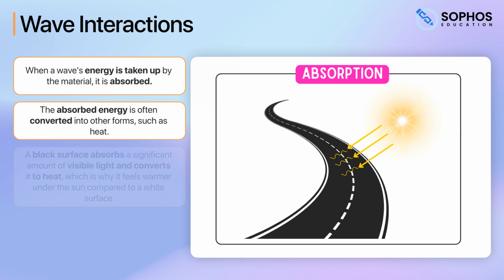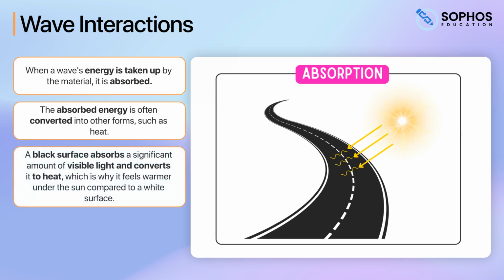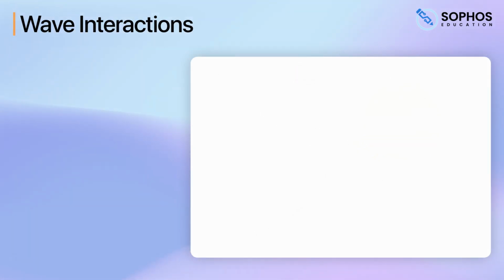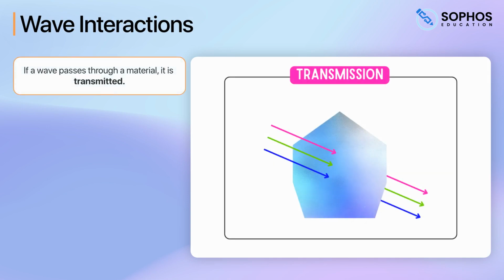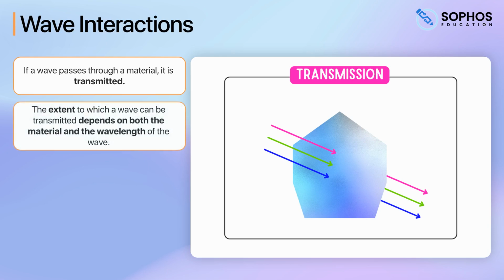For example, a black surface absorbs a significant amount of visible light and converts it to heat, which is why it feels warmer under the sun compared to a white surface, which reflects more light. Next is transmission. If a wave passes through a material, it is transmitted. The extent to which a wave can be transmitted depends on both the material and the wavelength of the wave.